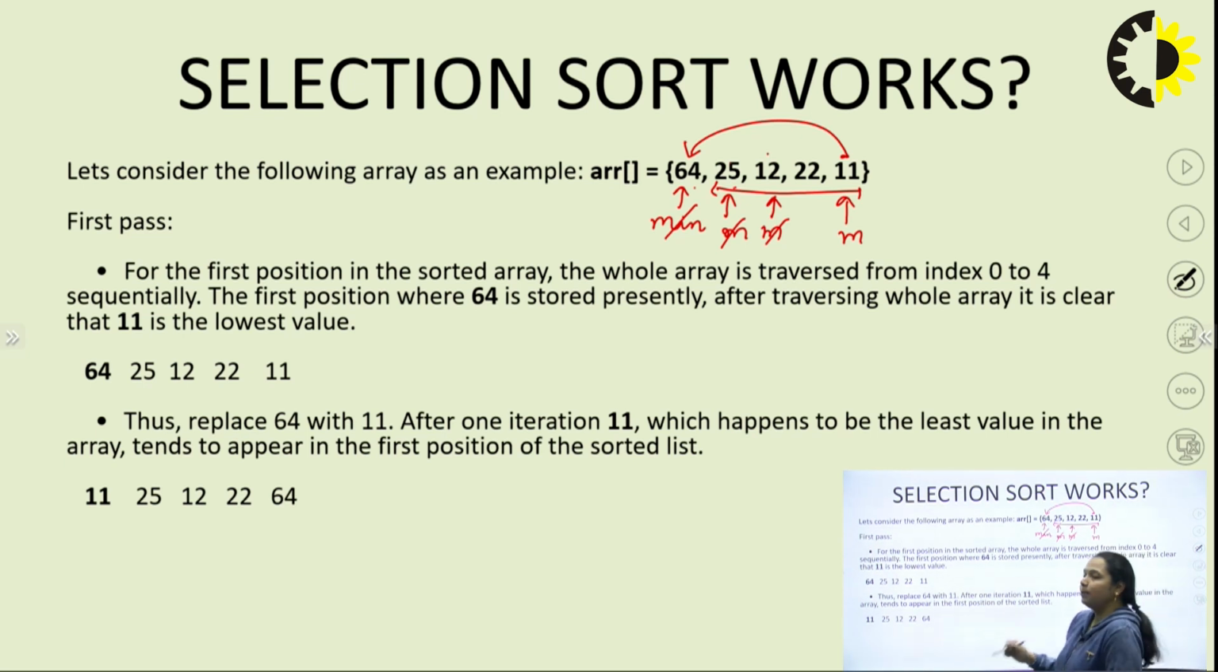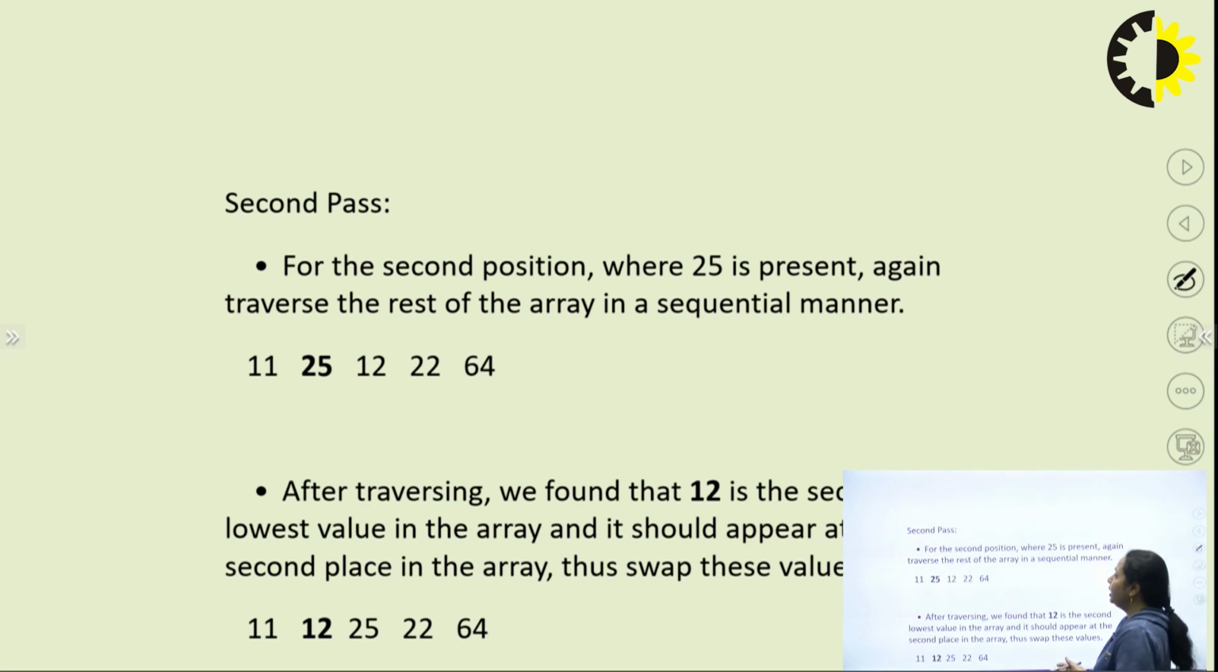So in the second pass, what will we get? We will get 11 at the first position and 64 at the last position, because these two elements are being swapped. Now the next element to the 11 is assumed to be the minimum, so now this 25 is assumed to be the minimum element. Now the same process is repeated.